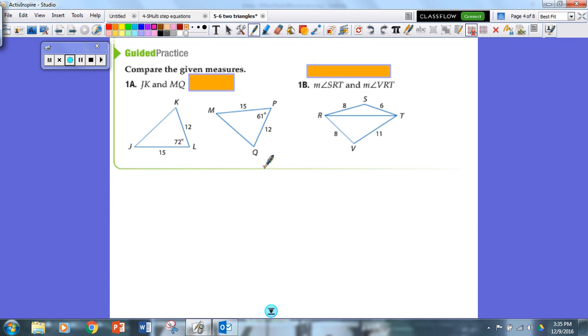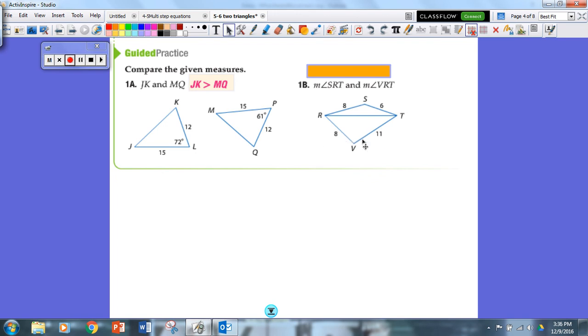This is useful when I have problems such as triangle JKL and triangle QPM, because I know MP is congruent to JL and KL is congruent to PQ. So since angle L is larger than angle P, that means KJ is larger than side MQ. So the answer here is JK is larger than MQ.